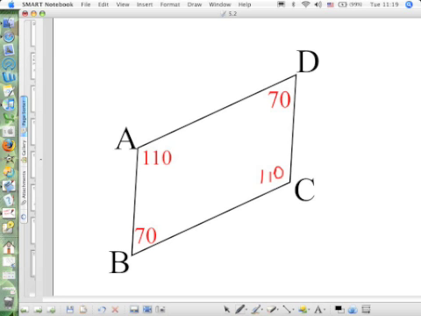So yes, it was good that you knew that this was supplementary to this. But unless we know for sure that all of these have to add up to 360, this could have been something else. Okay?